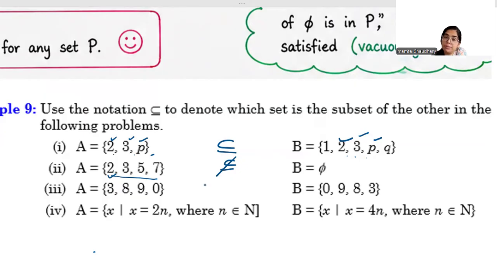Now next A. Here we have 3. Here 8. Here also we have 8. 9 and 0. 9 and 0. So yes, this is a subset of B.